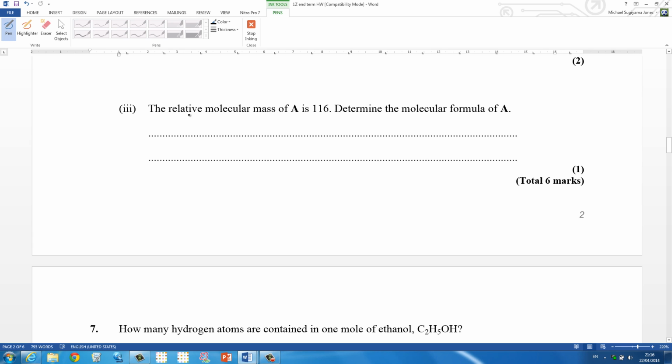So now we're on to part 3. The relative molecular mass of A from part 1 is 116. Determine the molecular formula of A. Okay, so the empirical formula is C3NH8. And if you add up the mass of all these atoms, you should get 58 or thereabouts. Okay, and then the relative molecular mass is 116. Divide that by the mass of the empirical formula, which is 58. And you should get 2. And then you multiply the whole empirical formula by 2, gives you C6N2H16. And that's the molecular formula of A.